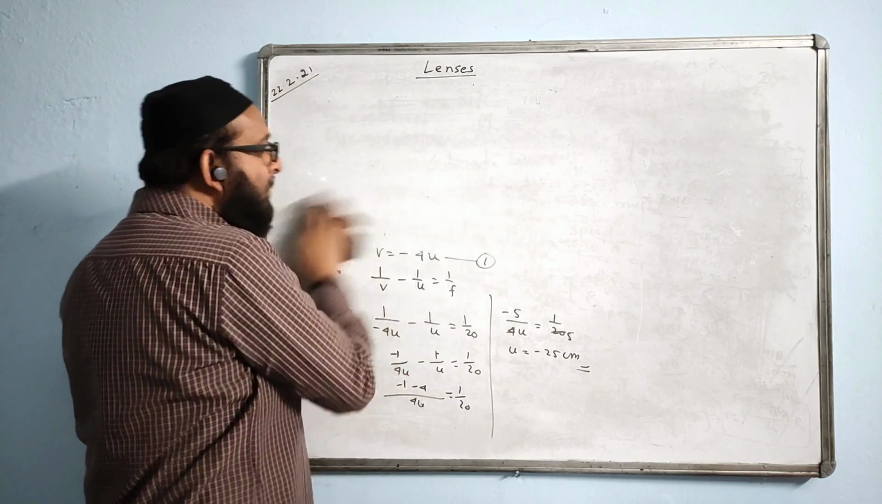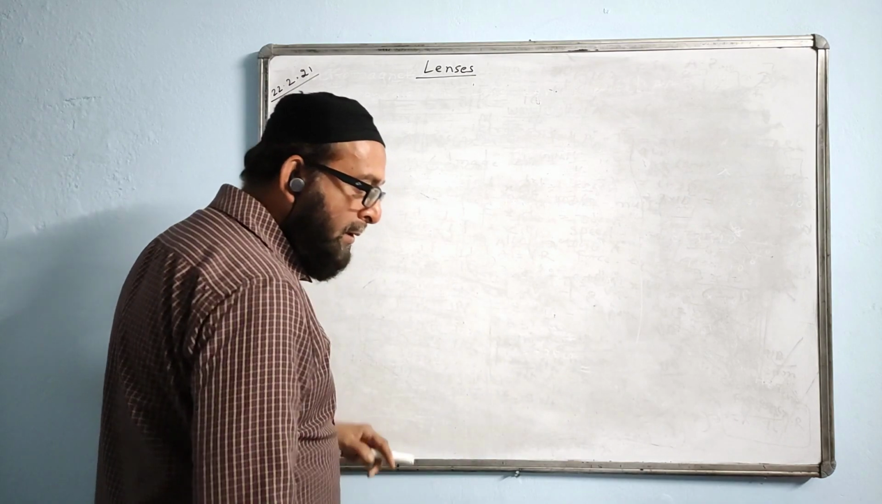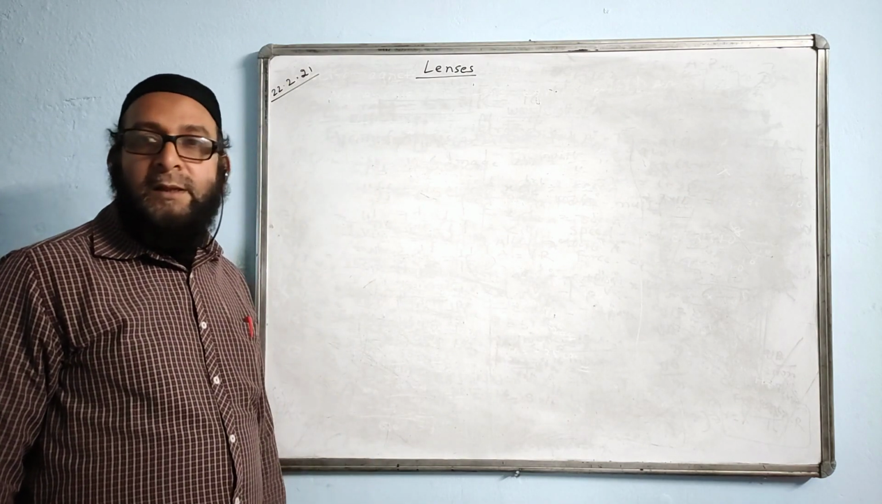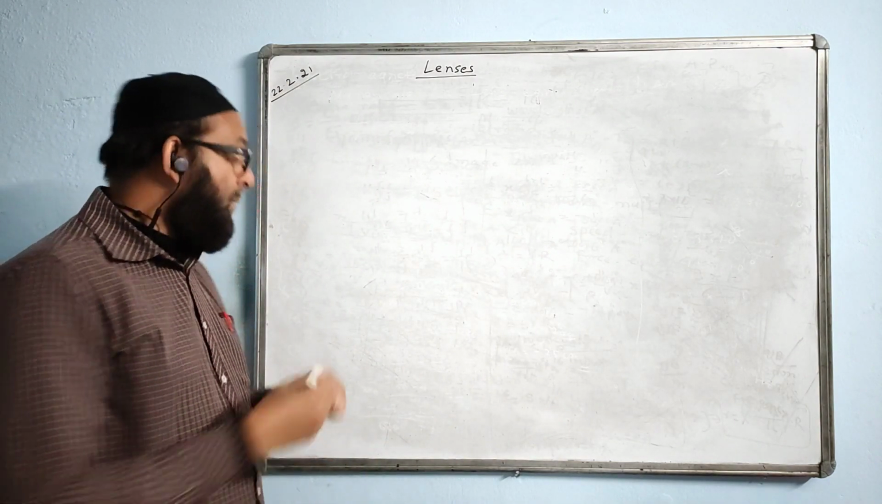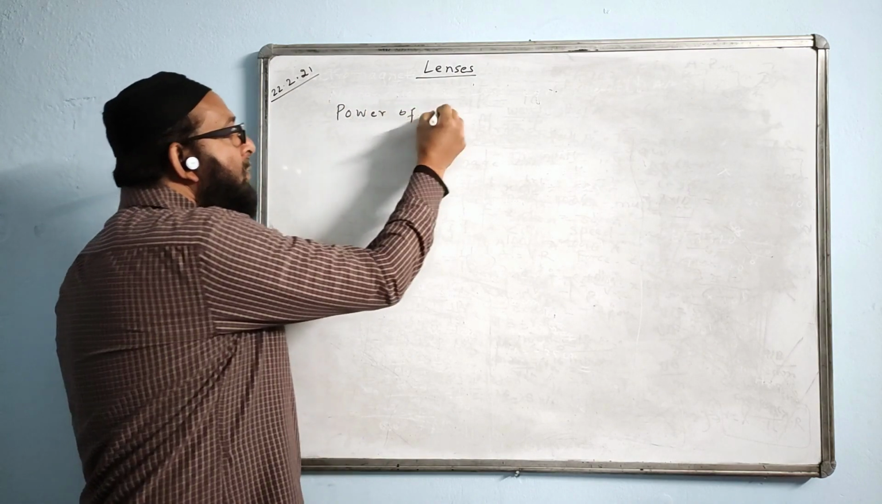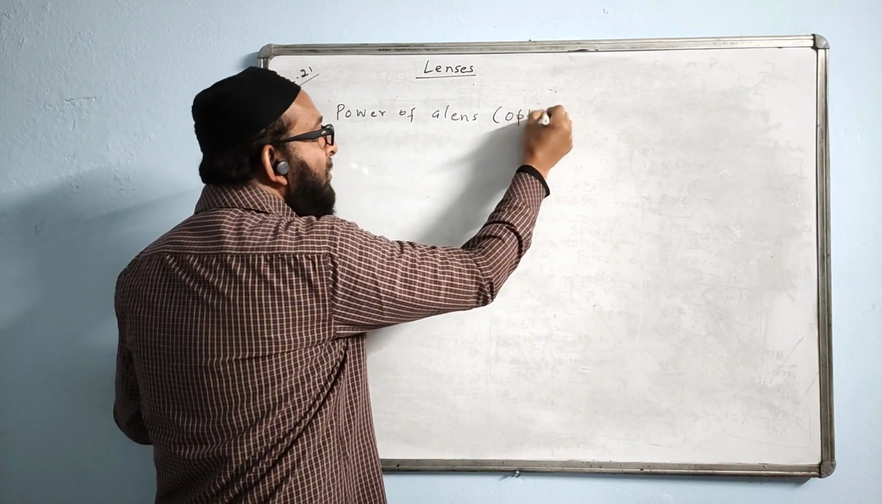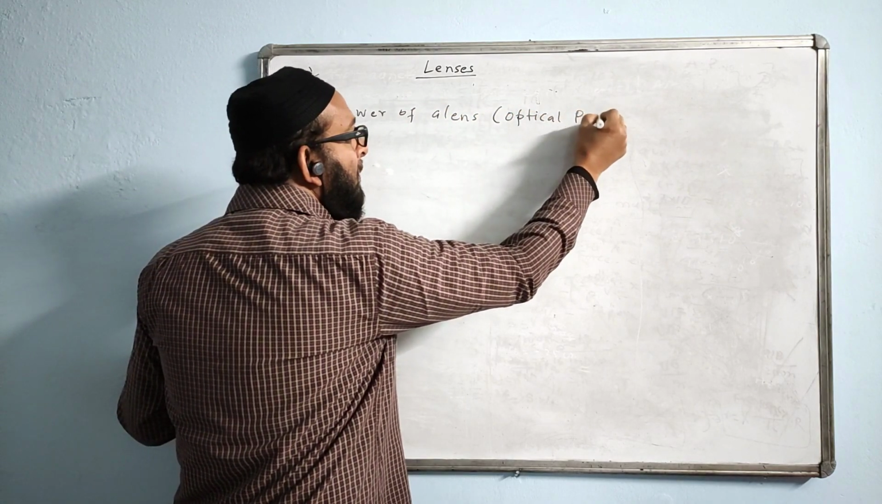So we have done the problems on lens equation. Now the last part of this chapter is power of a lens. This is also called optical power. We call it optical power.